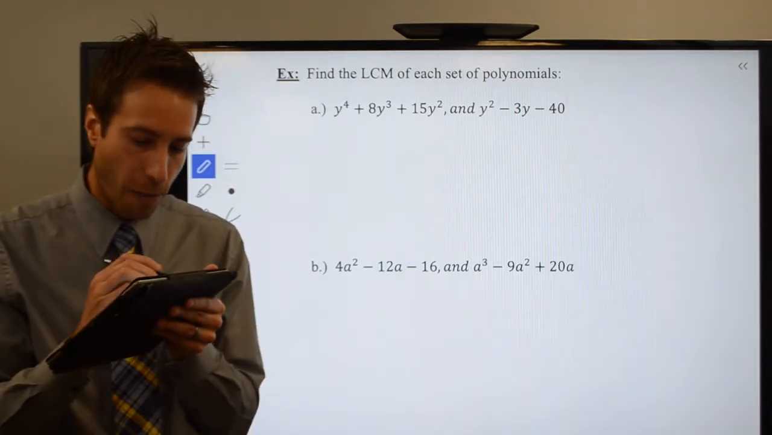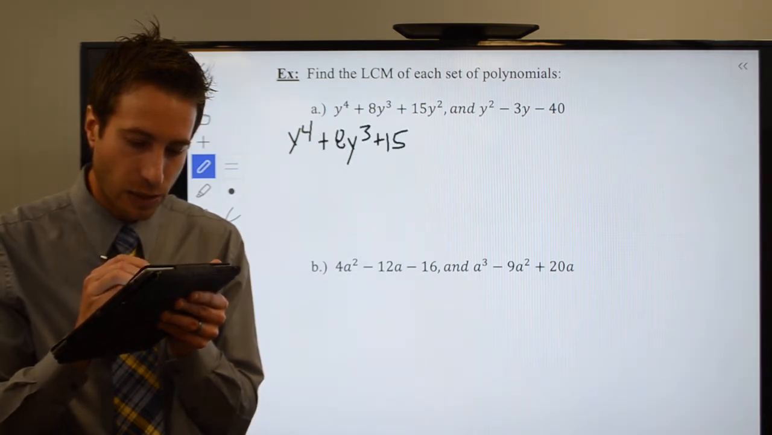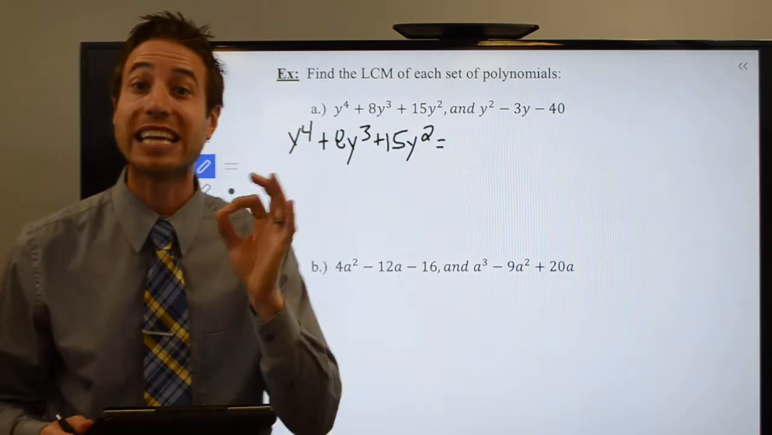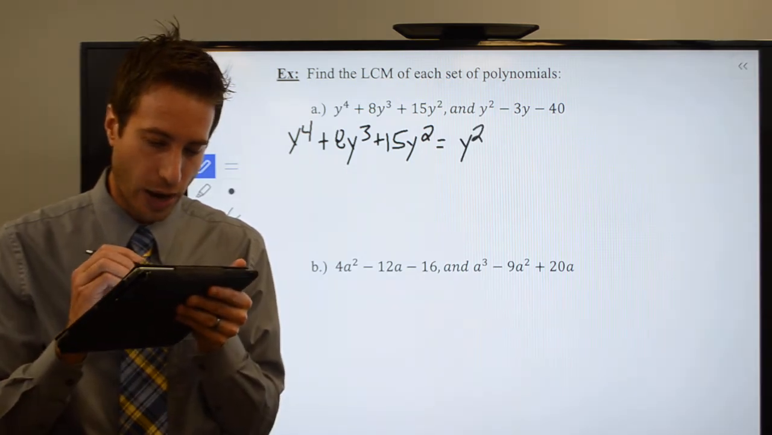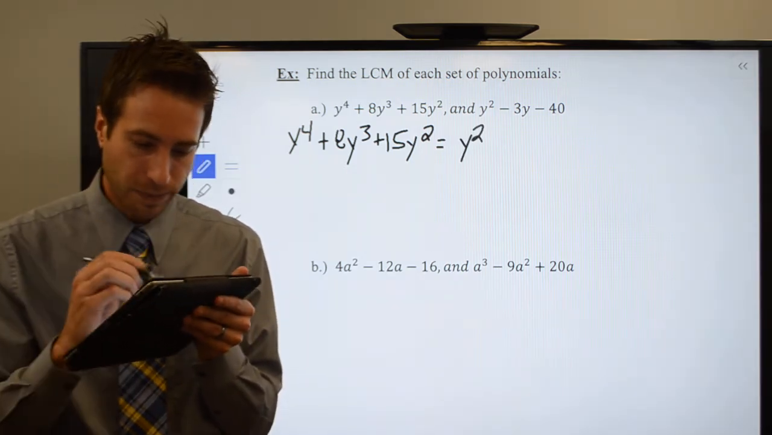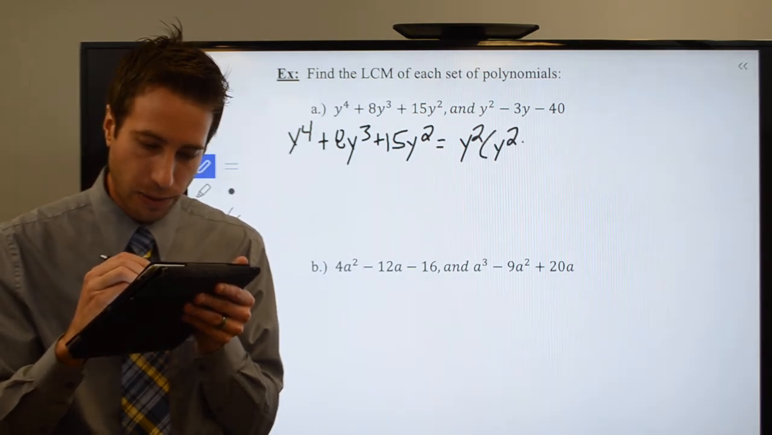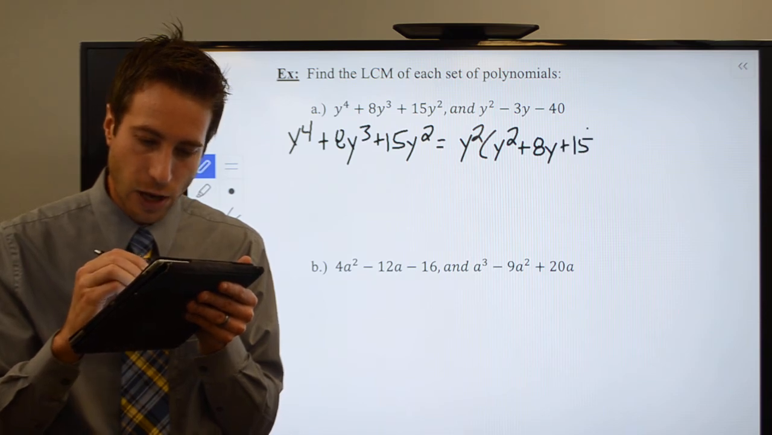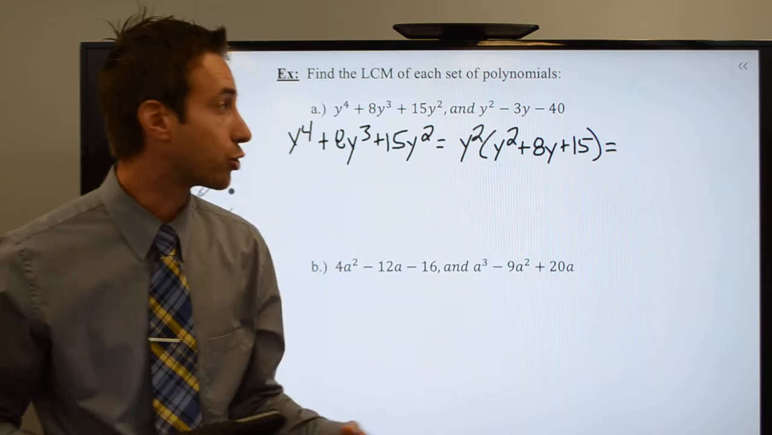Well, here we go. I have a y to the fourth plus 8y cubed plus 15y squared. Right away I recognize I can factor out a GCF. Start with the GCF. That's going to pull out a y squared, which leaves me with a y squared plus 8y plus 15. Well, I'm not done. I should be able to factor this guy as a general trinomial.